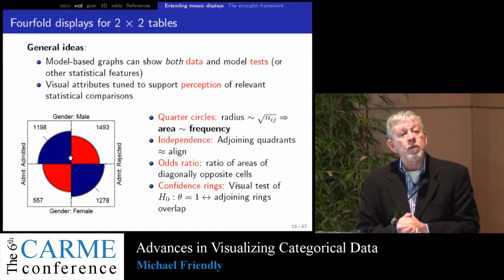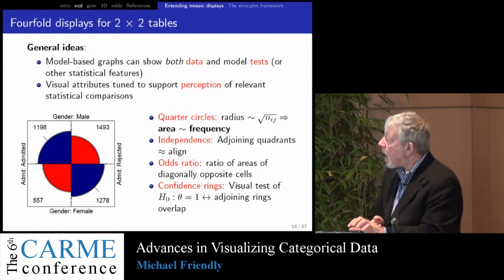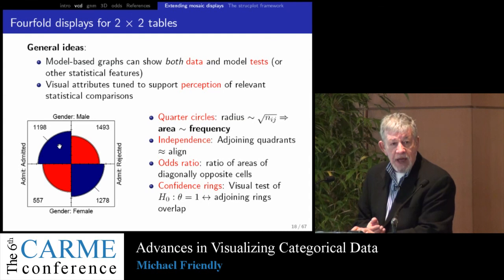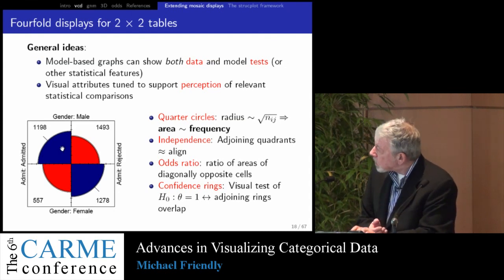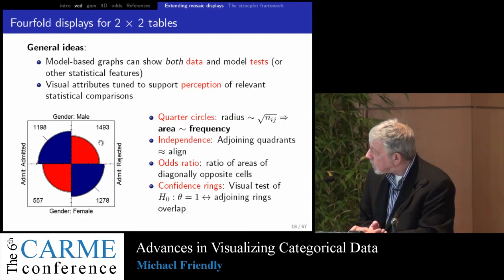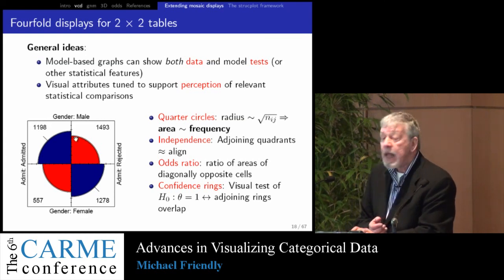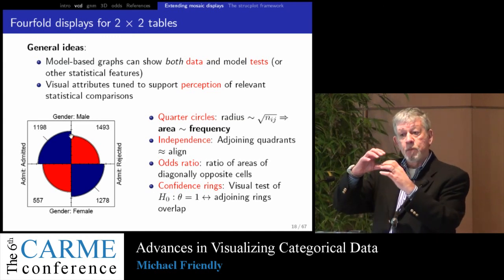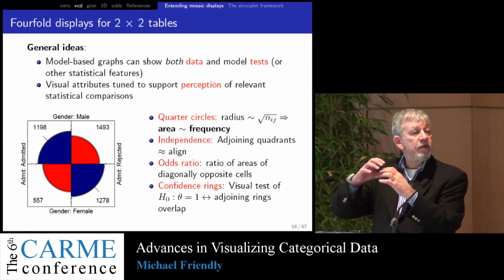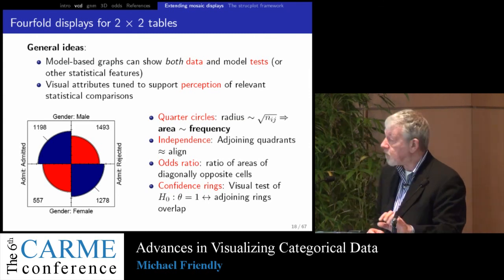But in fact, this is an exact visualization of the odds ratio. The odds ratio in this table is exactly the ratio of the area of the blue cells divided by the red cells. And there are little bands around the quarter circles, and those are actually confidence rings for the odds ratio. So the statistical property is that the confidence bands will overlap if the odds ratio is not significantly different from 1. Otherwise, it will not overlap.